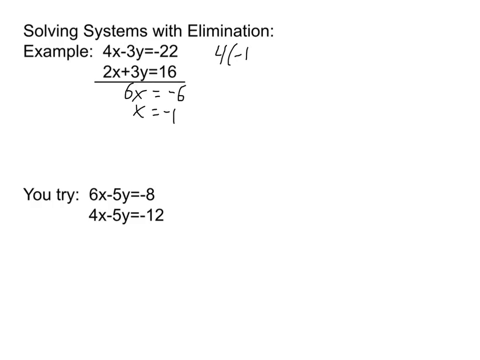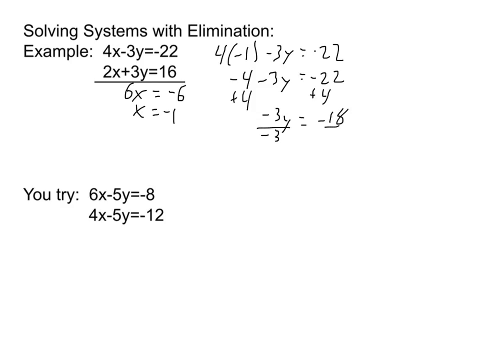4 times negative 1 minus 3y equals negative 22. So that's negative 4 minus 3y equals negative 22. Add 4 to both sides. Negative 3y equals negative 18. Divided by negative 3, divided by negative 3, y equals 6. So this point is at negative 1, comma, 6. To test that, 2 times negative 1 is negative 2, 3 times 6 is 18, negative 2 plus 18 does equal 16. So there's my check.